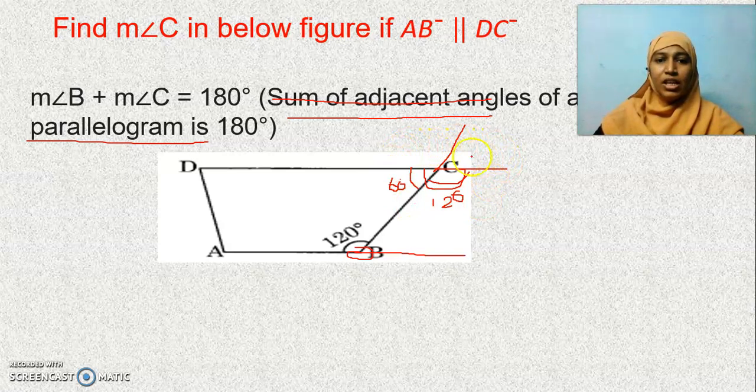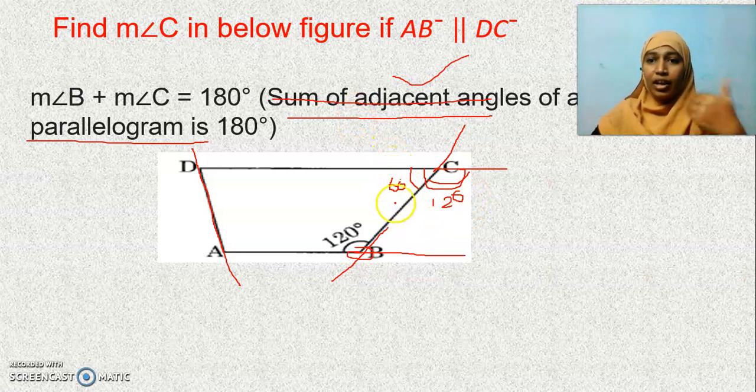Do you understand why they took C and not A? If I take A, will it be right? No, we cannot take it, because on this side the transversal is different. So we can consider the adjacent angles along the same transversal line and use this property. I just said the explanation in advance so that you should not ask me the doubt, ma'am, why you didn't consider angle A to be the adjacent angle here.